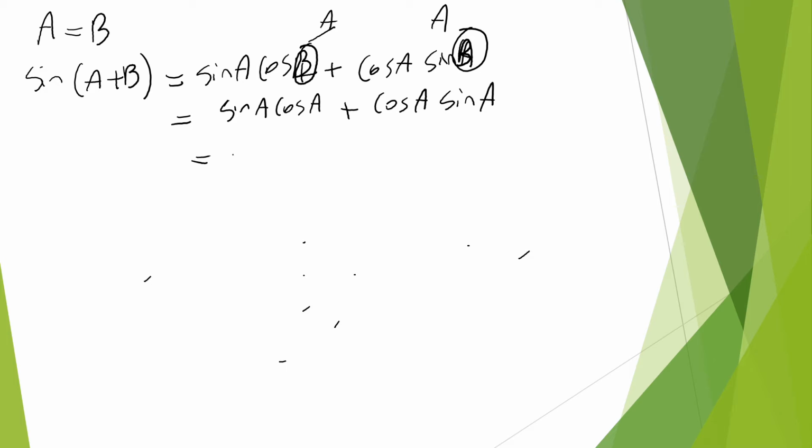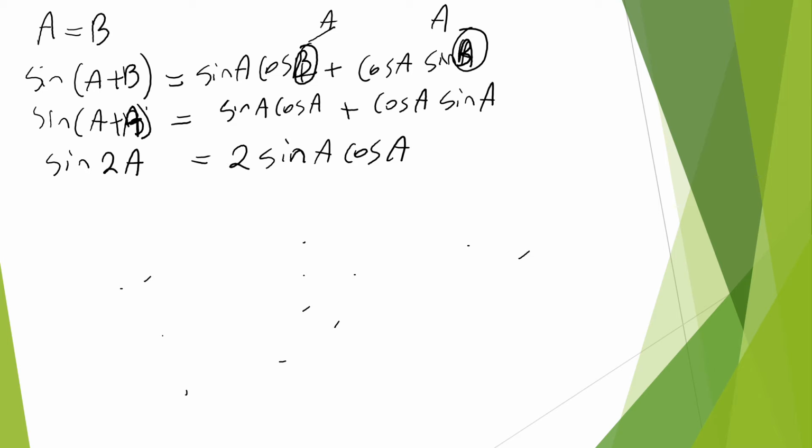So these terms are the same. And because A and B are the same in here, A plus A is 2, so that's why sine 2A is this. So it's actually using the compound angle identity to work out the double angle identity. Now this is the sine 2A equal 2 sine A cosine A.